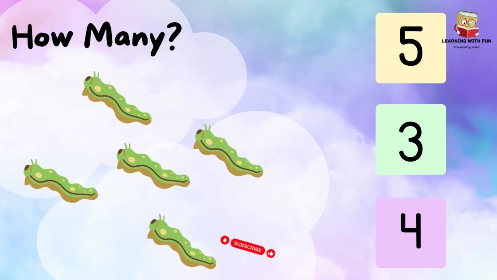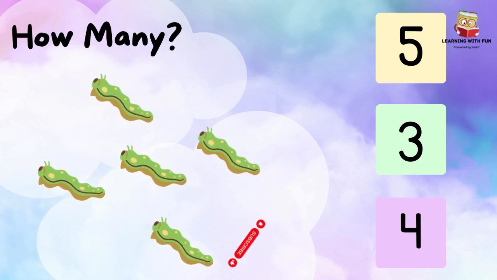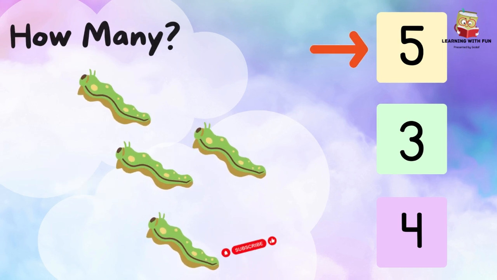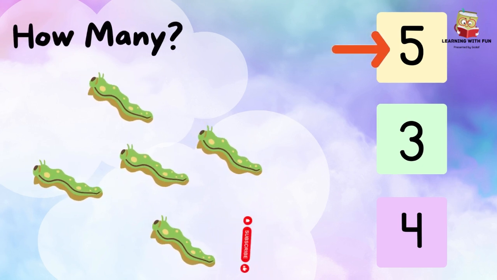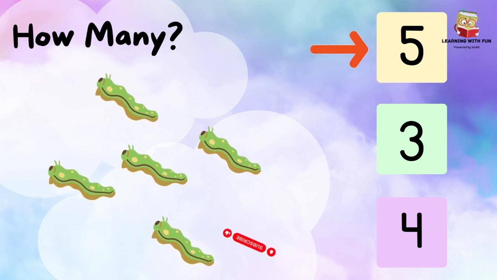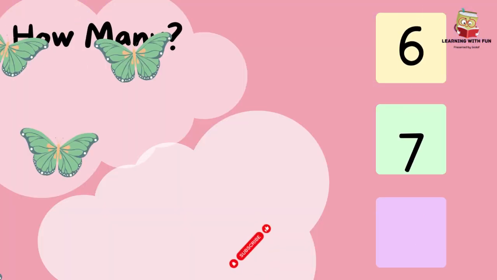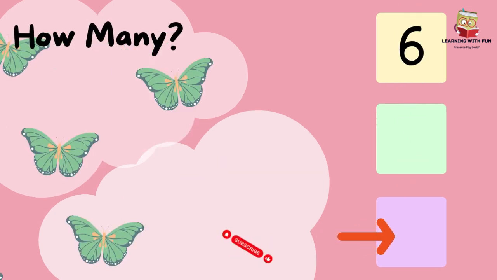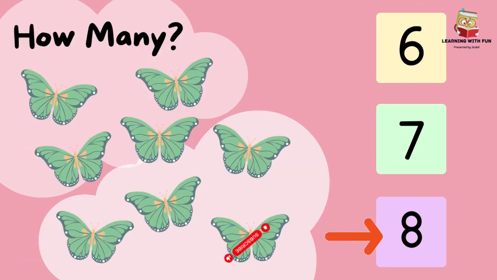How many caterpillars do you see? 5, 3, or 4? 5. How many butterflies do you see? 6, 7, or 8? 8.